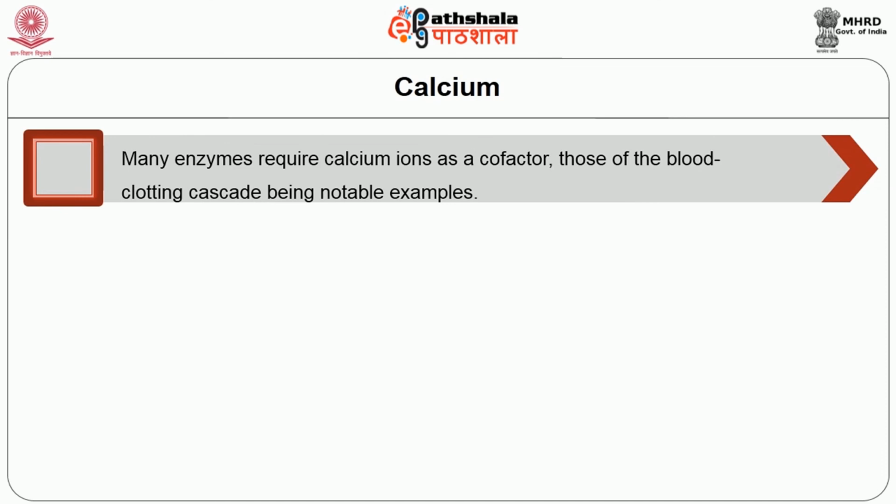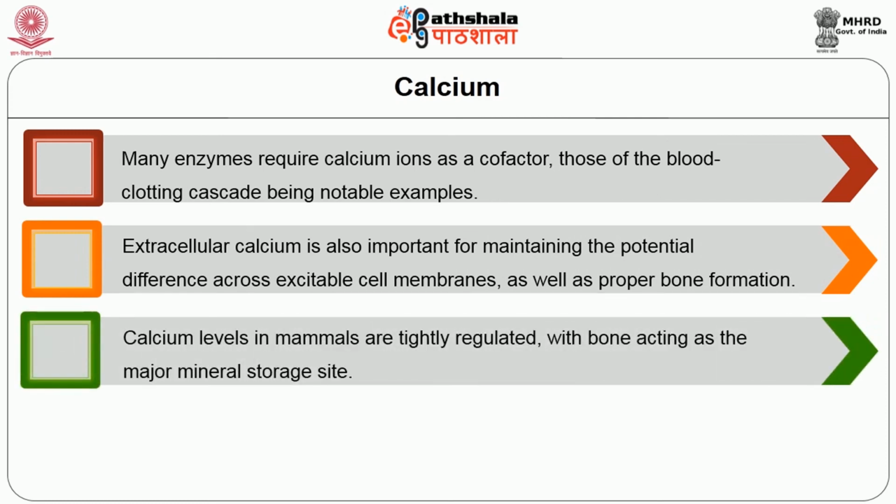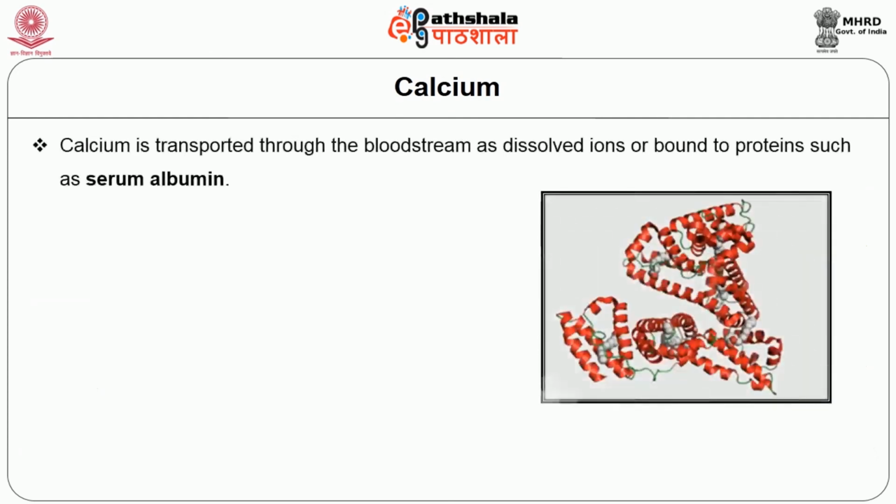Many enzymes require calcium ions as a cofactor, those of the blood clotting cascade being notable examples. Extracellular calcium is also important for maintaining the potential difference across excitable cell membranes as well as proper bone formation. Calcium levels in mammals are tightly regulated, with bone acting as the major mineral storage site. Calcium ions are released from bone into the bloodstream under controlled conditions. Calcium is transported through the bloodstream as dissolved ions or bound to proteins such as serum albumin.